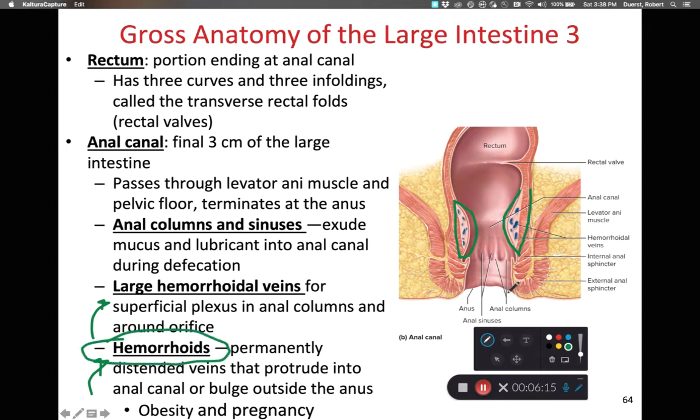And things that can increase the risk of hemorrhoids include being obese or being pregnant, having lots of extra weight within the abdominopelvic cavity, which is going to increase the pressure, the blood pressure, lower down in the body.